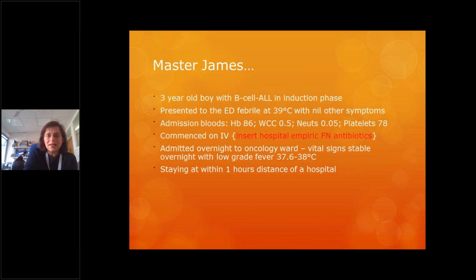Now, this is James instead, a 3-year-old boy with B-cell ALL in induction who presented to A&E with a temperature of 39 degrees and no other symptoms, platelets of 78, and hemoglobin of 86. He was started on Tazocin and gentamicin, and then overnight he improved and had a best temperature of 37.6 degrees.